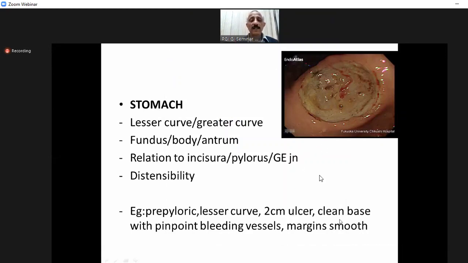This will be important to define all the parameters of this ulcerated lesion, especially when you are going to follow up this particular patient at 6 weeks, 8 weeks after PPIs to see what is the change in size, dimension, or other characteristics.